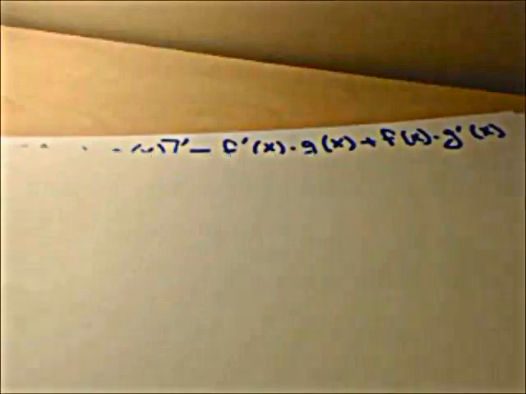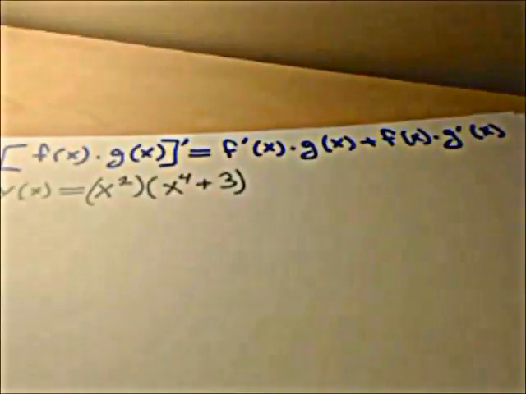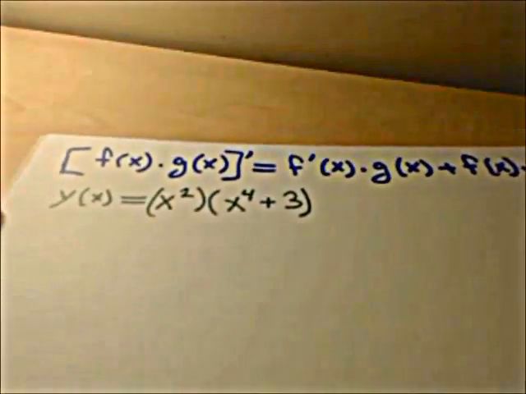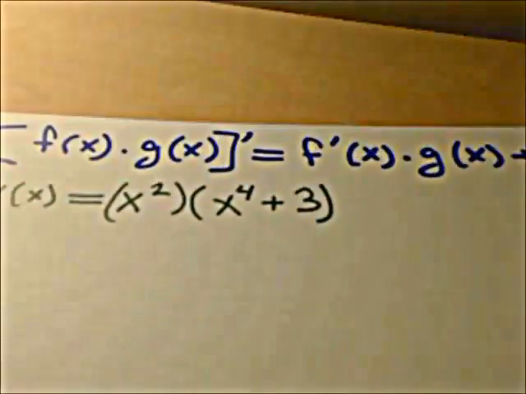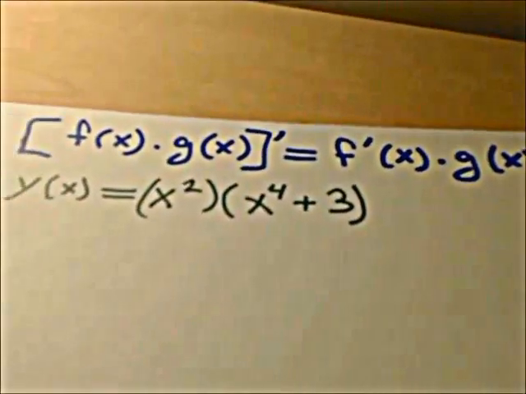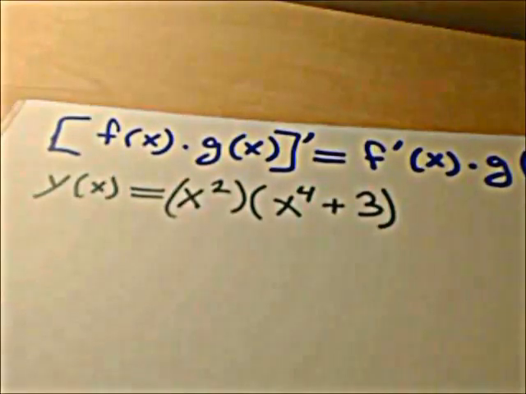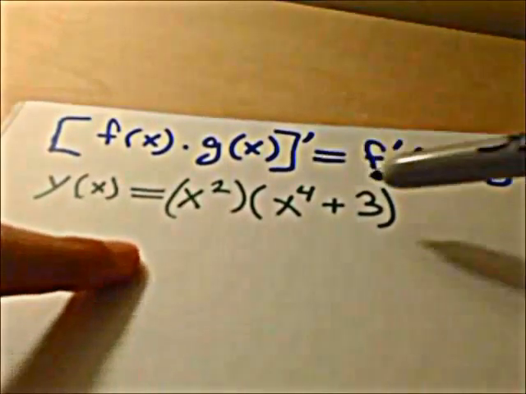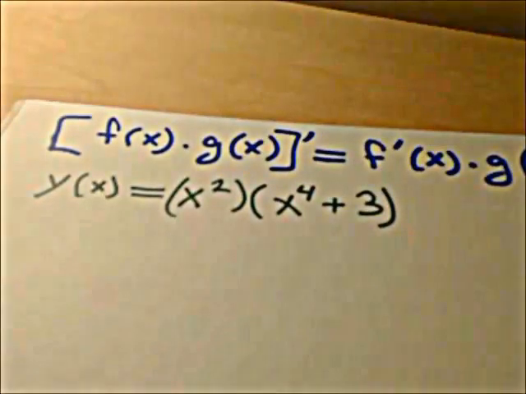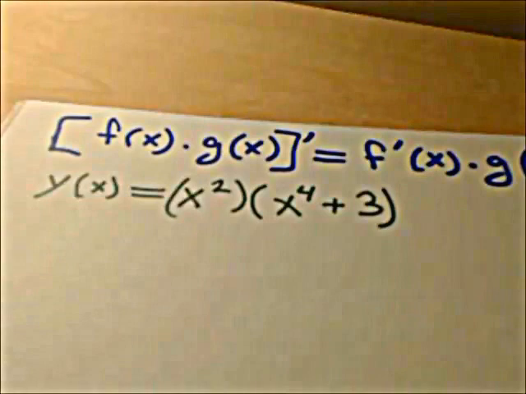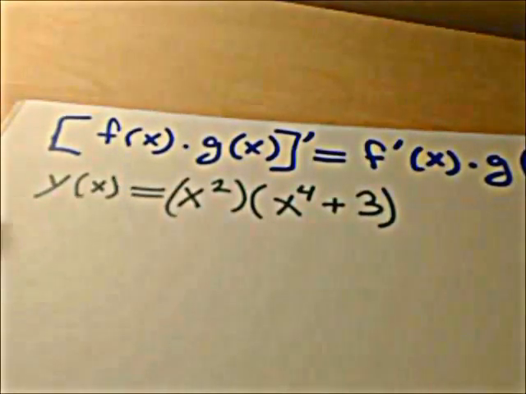So let's take one example here just to make sense out of it. Let me just zoom in the camera. So let's say that we've got a function here, y of x equals x squared times x to the power 4 plus 3. In fact, you can multiply it out here, but let's just leave it as it is, for the sake of using the product rule.